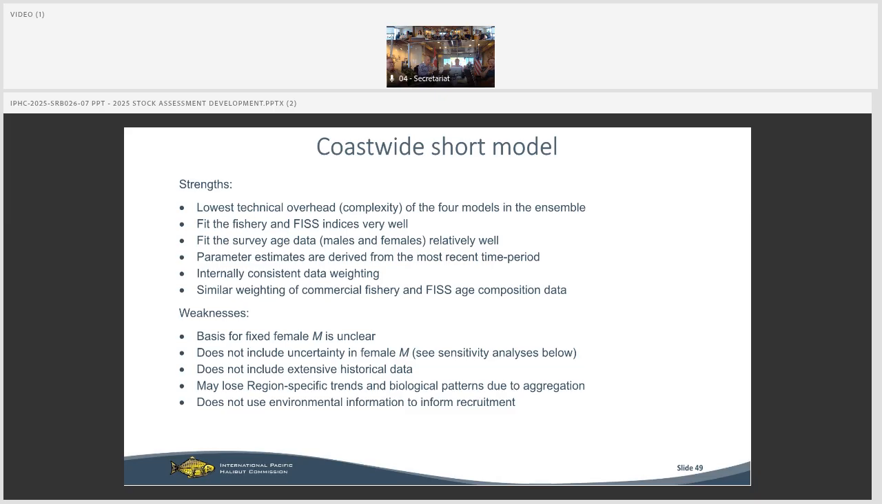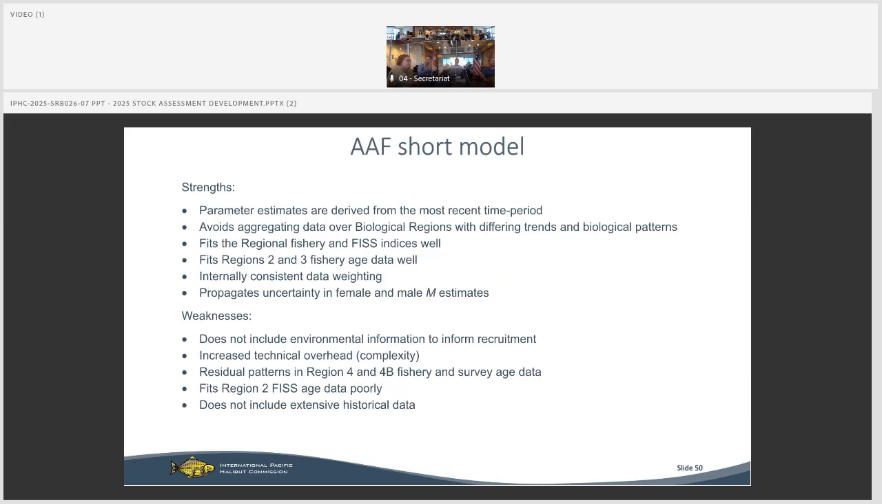So are we really getting some of the resolution, and are we able to pick up some of these trends? I don't know. This is the whole argument of coast-wide versus fleet models. So definitely some pros and cons. And I'm not going to go through and read every pro and con for each of these models, but they do differ a little bit.